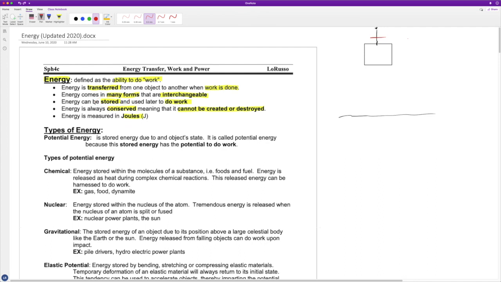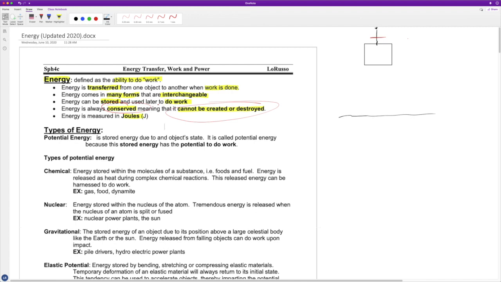Now, the next thing, energy is always conserved, meaning that it cannot be created or destroyed. And again, this is the whole idea of the money that circulates in the classroom. If you give somebody $20 in the classroom, the total amount of money in the classroom stays the same. It just means you're moving it from one person to another. It's just this contained flow.